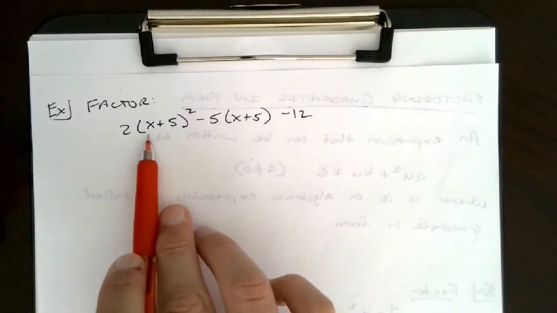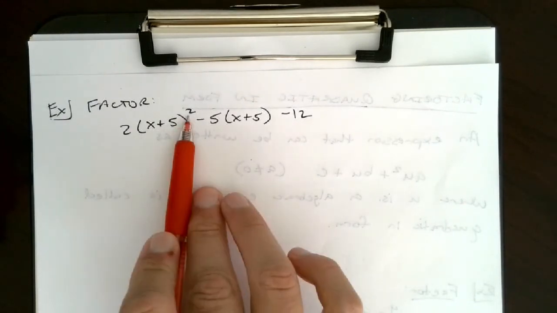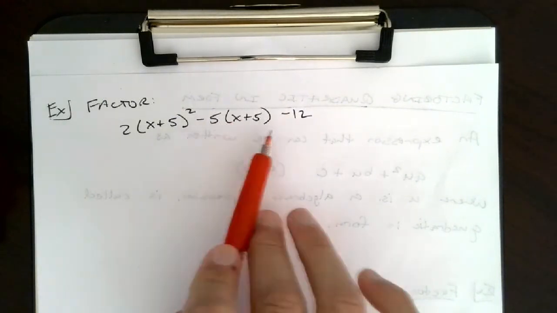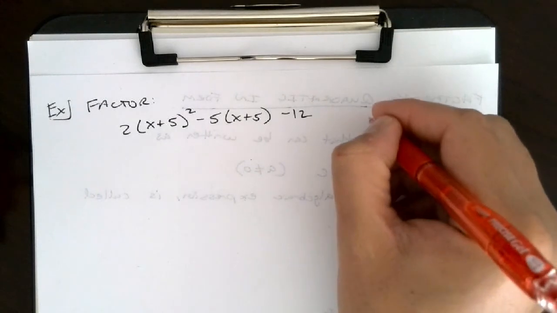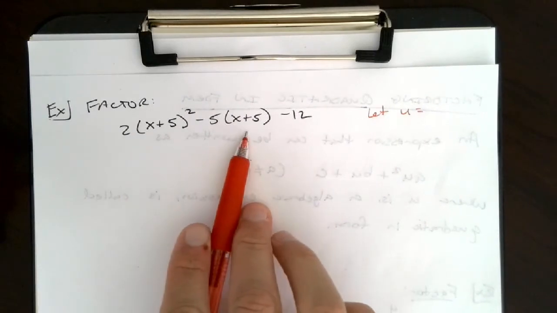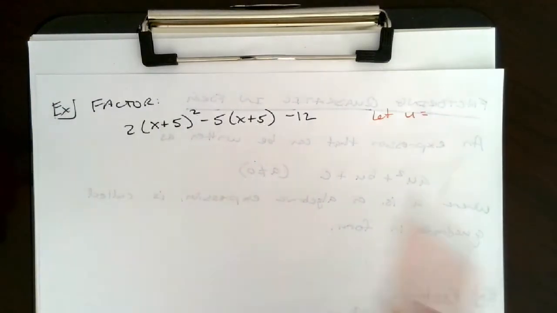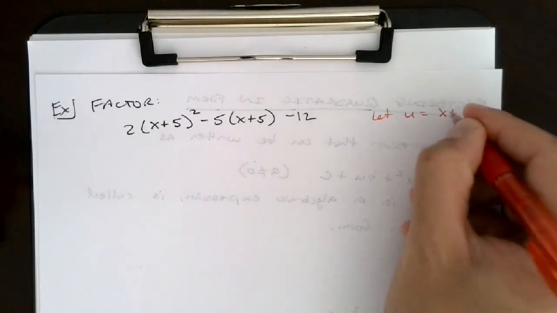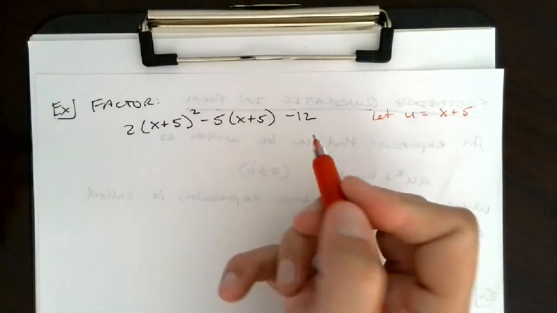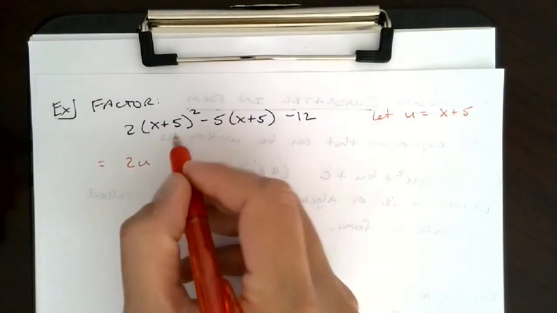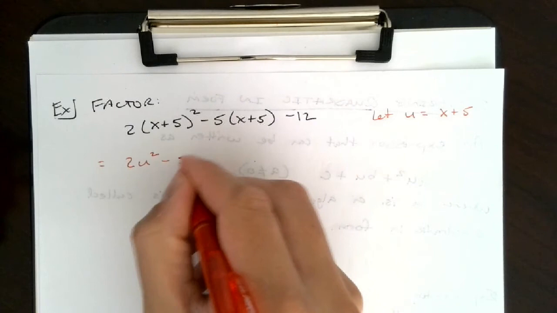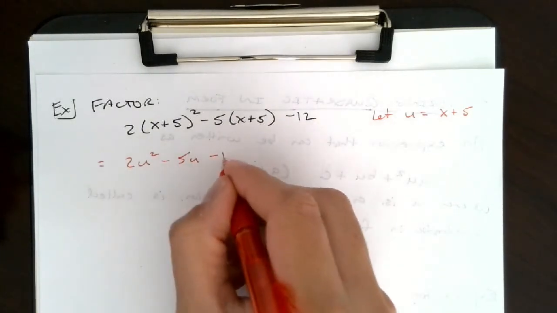If you notice right away that this is quadratic in form, right? The power on this expression is double the one in the middle, then you can make a substitution to rewrite this as something in quadratic form. So I'm going to let u equal, remember, you typically want to pick whatever's in the middle, because then u squared will be whatever's in the first part. So I'm going to let u equal x plus 5. And if I do that, I'm replacing the x plus 5s with u. So this will be 2 times u squared, because x plus 5 is u and it's getting squared, minus 5 times u minus 12.